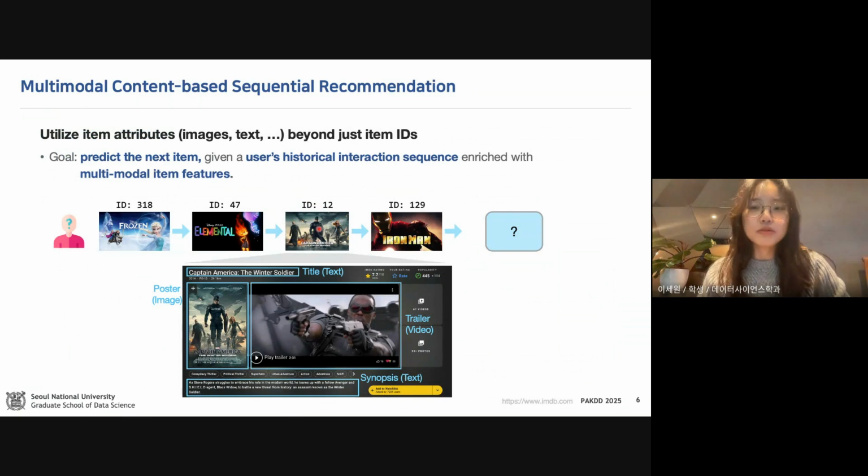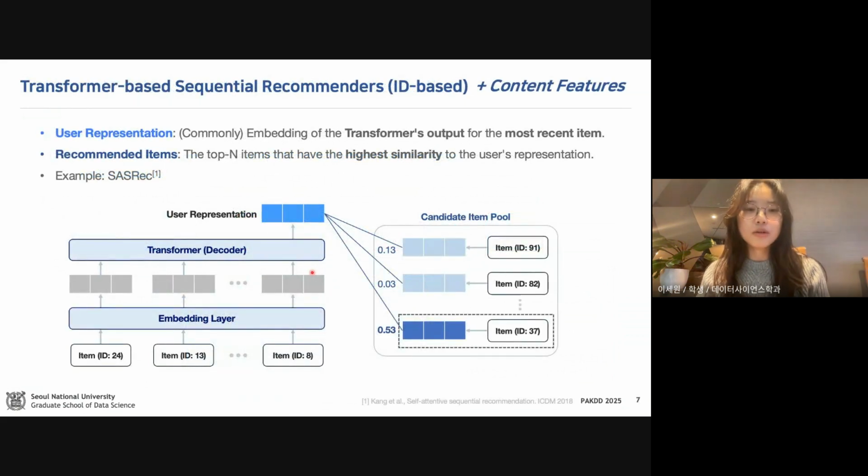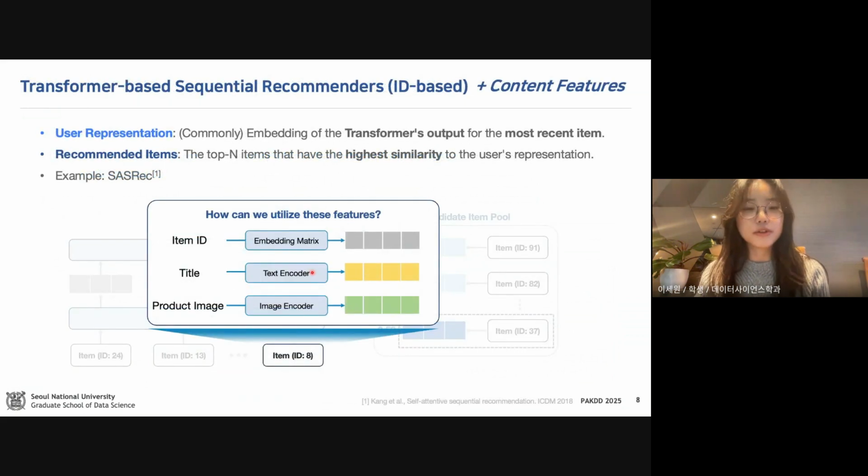And many recent approaches also leverage multimodal content, such as poster images or titles, beyond just item IDs, in order to better represent items and user preferences. So here, now we want to add the multimodal content features, but how can we do that?